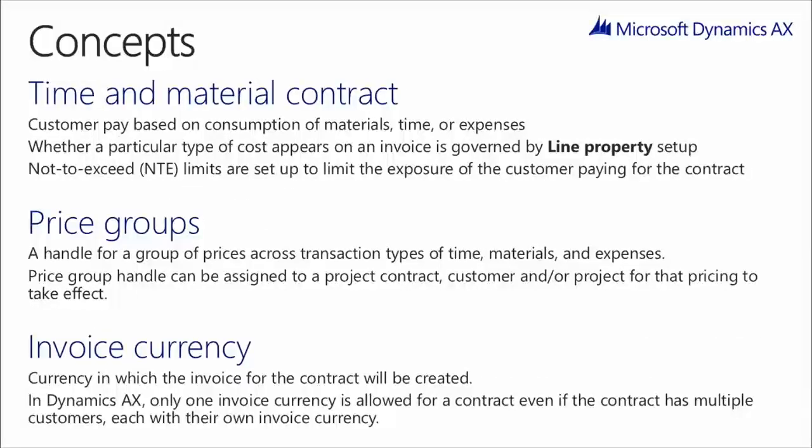Time and material contract. Customers pay based on consumption of materials, time, or expenses. Whether a particular type of cost appears on an invoice is governed by line property setup. Not to exceed, or NTE, limits are set up to limit the exposure of the customer paying for the contract. Price groups: a handle for a group of prices across transaction types of time, materials, and expenses. A price group handle can be assigned to a project, contract, or customer for that pricing to take effect.